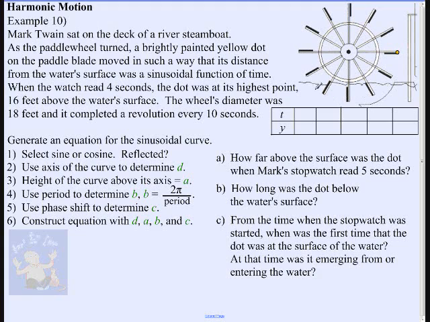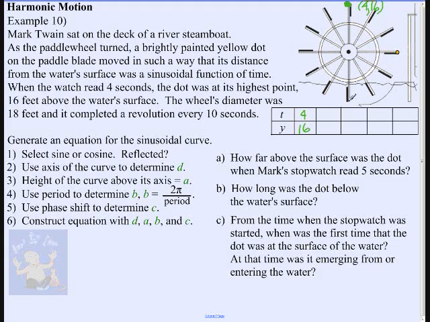It goes negative underwater, then comes back to the water surface, goes positive, positive to a maximum height, comes back down, goes to 0, then to a minimum. So we've got a sinusoidal function of time. Our input is time. When the watch read 4 seconds, the dot was at its highest point, which would be right here. That makes perfect sense. So that's a point of 4 and 16.